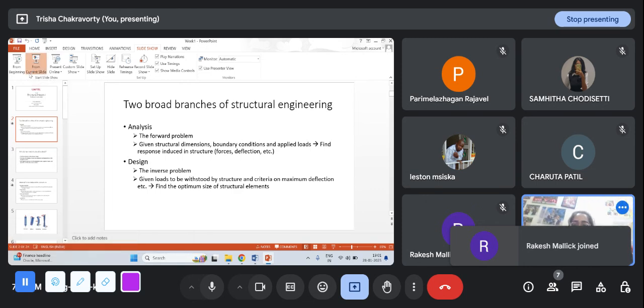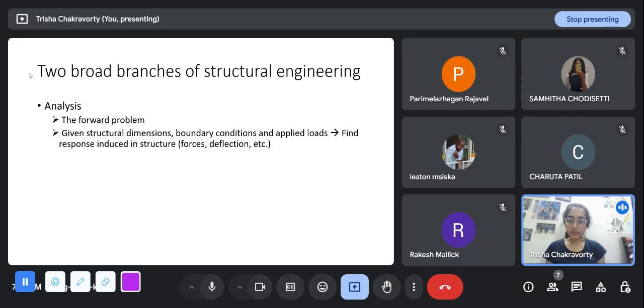For example, we have a beam. We know the cross section of the beam, the material, and we know what kind of boundary conditions are there and what kind of loads are applied. And we want to find out the response induced in the structure. Responses are mainly of two natures. One is the force related response, and another is the displacement related. So, forces, we need to find the force along the beam, and as a result the stress developing in the beam. So that is one part, and the other part is the displacement or the deflection at each point of the beam.